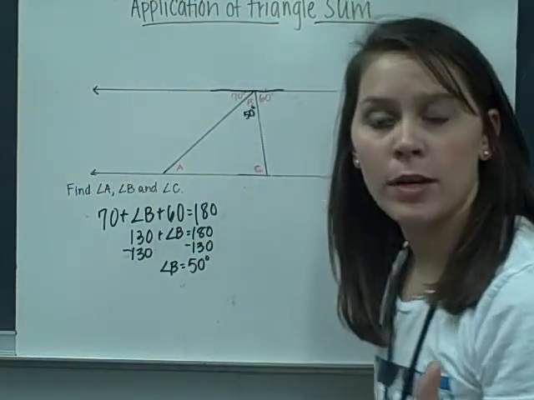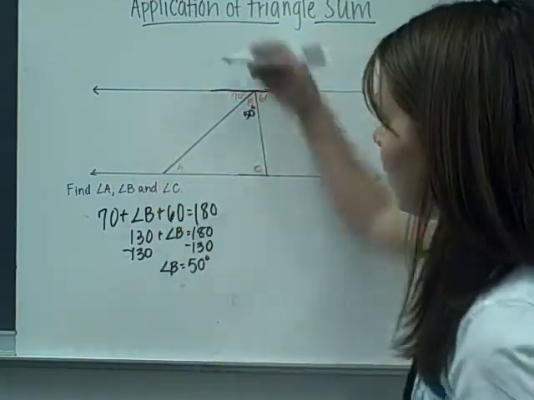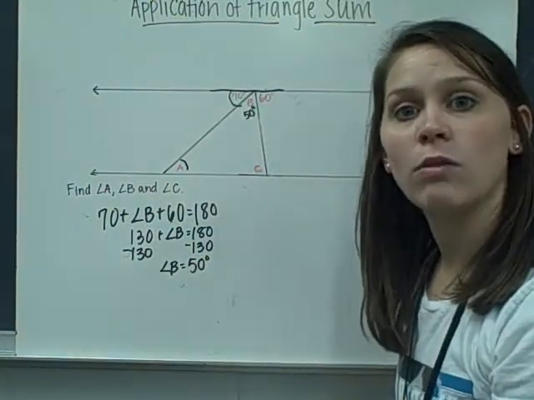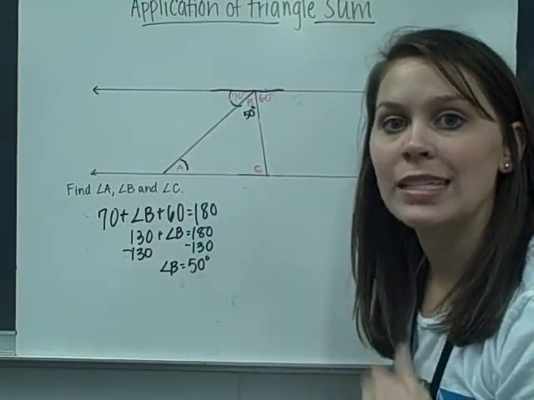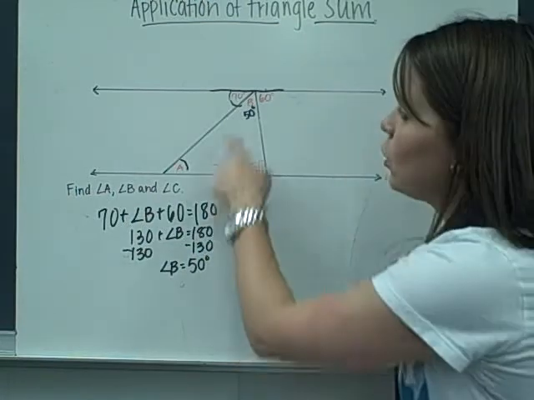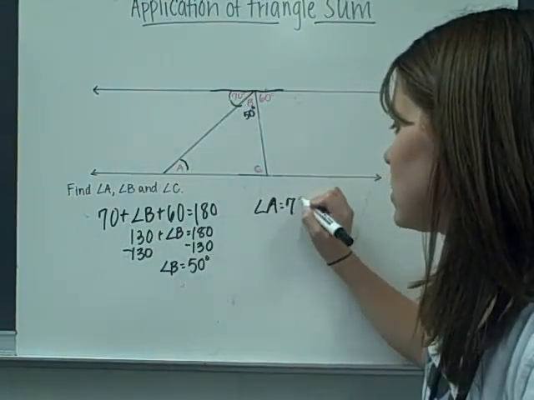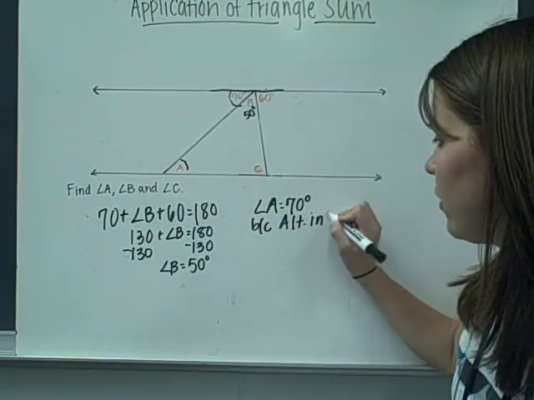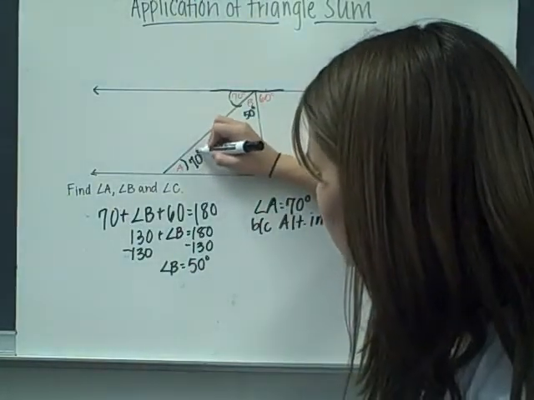Well, using our properties of parallel lines, if you ignore this transversal and just look at this one, this 70-degree angle and angle A are both interior angles, and they're opposite of the transversal, which makes them alternate interior angles. Well, alternate interior angles are congruent. So since this is 70 degrees, then angle A is also 70 degrees because of the alternate interior angles. So now we know that this is 70 degrees.